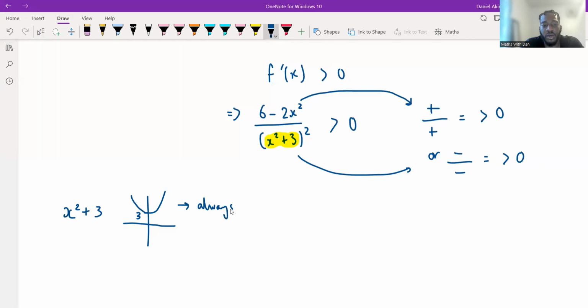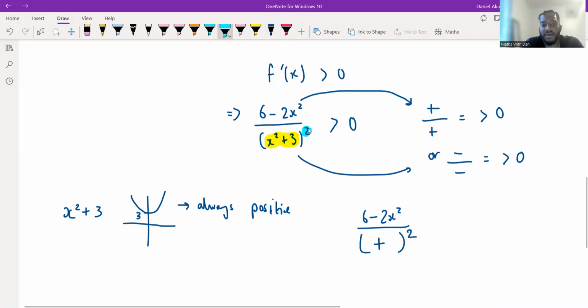Now we can quite clearly see here that this is always positive for sure. Always positive, right? So I can say for sure that if I look at this here, I've got 6 minus 2x squared over something which is always positive, right? And then on top of that, I'm also squaring that, aren't I? So when I square something that's always positive, that will always give me a positive number. So therefore, we can say for sure that the denominator of this here is always positive.